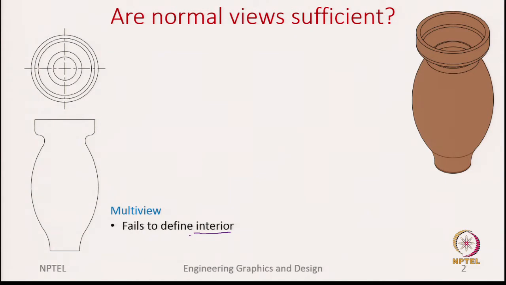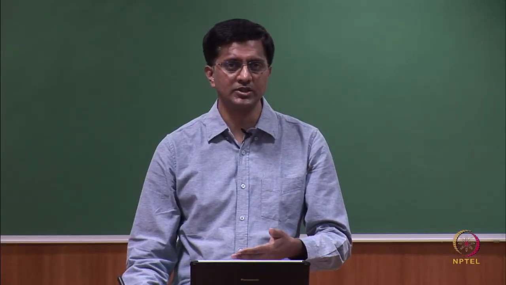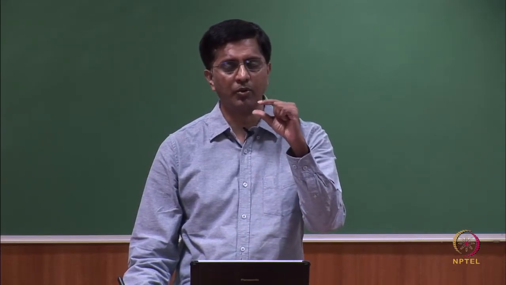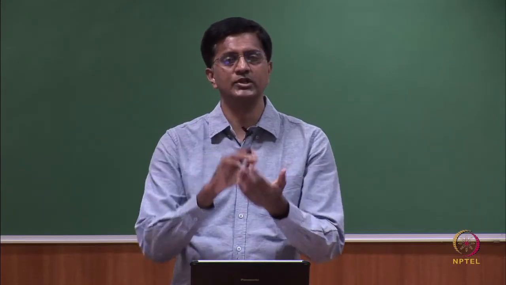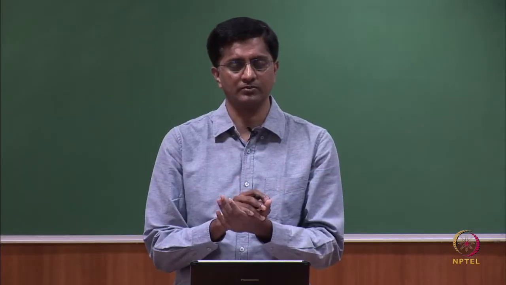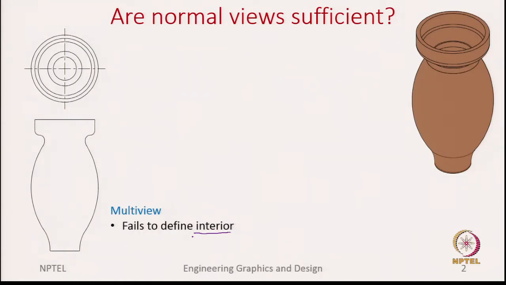So, at the top maybe the thickness is small or big, but as you go down maybe the thickness is again varying. And similarly, we do not know at the bottom what is the thickness of the bottom plate of this vase, and we also do not know what is the shape of the bottom just by looking at this front view and the top view. Okay. So, maybe you will now say that okay, one alternative is to show it by hidden lines.